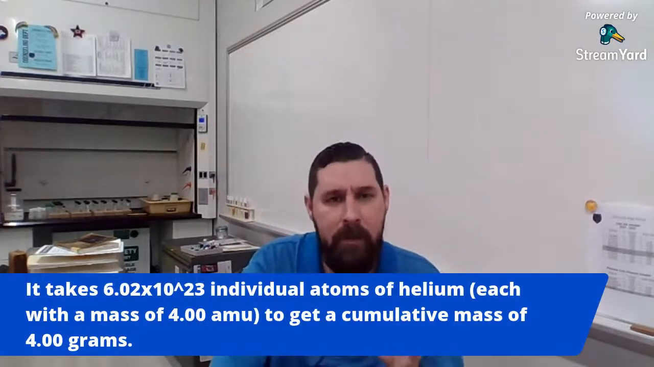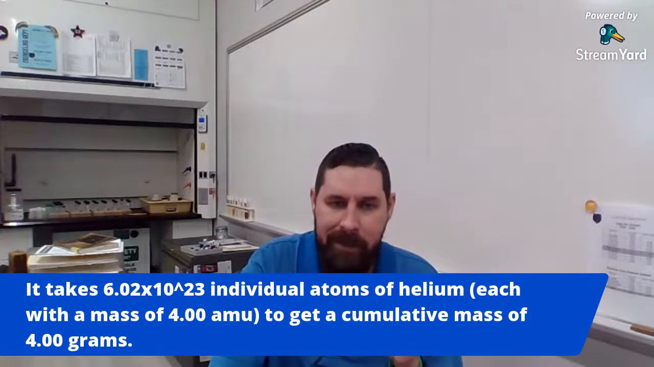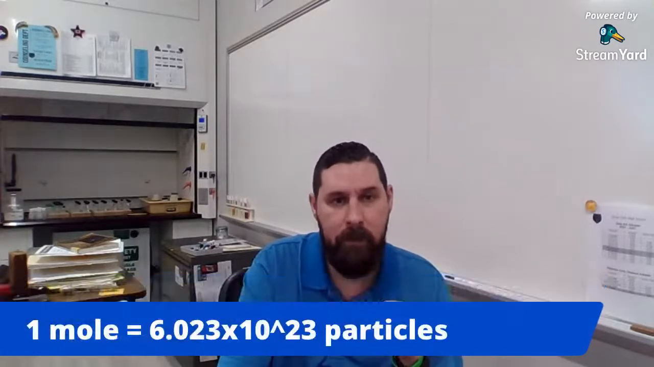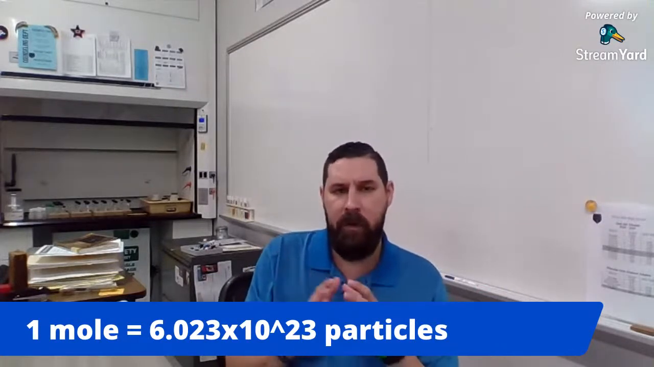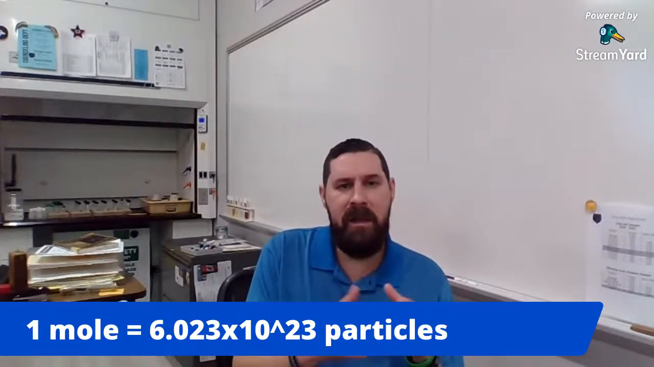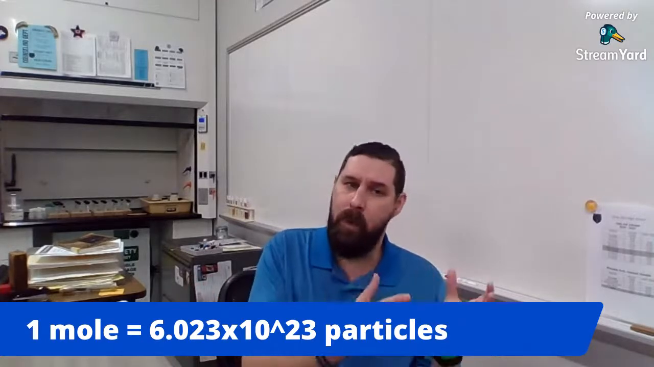keep adding and adding helium atoms until eventually I've added enough helium atoms that their combined mass is equivalent to 4 grams. Then we count up how many helium atoms it takes. Turns out it takes that same amount, 6.02 times 10 to the 23rd individual atoms of helium, each again with that mass of 4 AMUs, to get a cumulative mass of 4 grams. So in chemistry, we refer to that amount, 6.02 times 10 to the 23rd, as being 1 mole. And the idea is if you have 6.02 times 10 to the 23rd particles, you have 1 mole of particles.